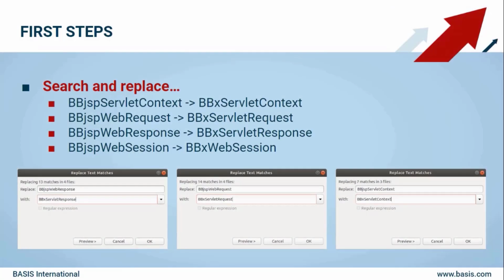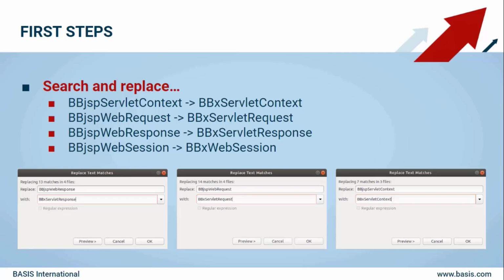The first step I took in migration was to follow my own advice from the previous presentation on BBxServlets. I did a search for declarations of BBJSP context, BBJSP web request, BBJSP web response, and BBJSP web session. I then replaced these declarations with their BBxServlet counterparts, BBxServlet context, BBxServlet request, BBxServlet response, and BBx web session. Replacing these objects completely covers the request handling side of the servlet, aka the part of the servlet that's encapsulated in the service method. If this was a basic servlet that only handled incoming requests and served out responses, this is all that it would take to migrate it.